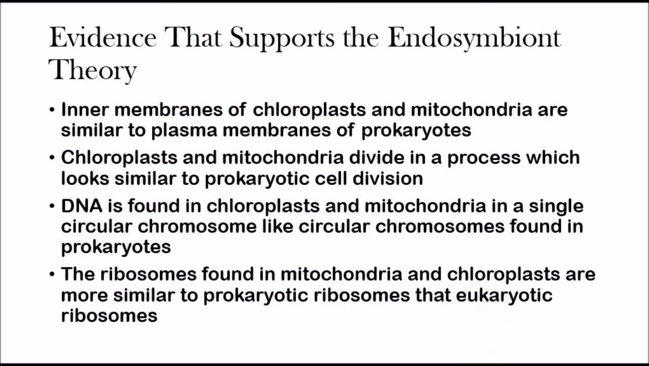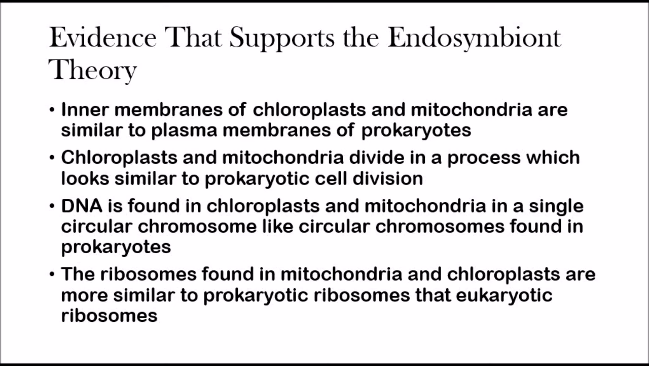Now, the evidence that supports the endosymbiont theory is these 4 bullet points right here. The inner membranes of chloroplasts and mitochondria are very similar to the plasma membranes of prokaryotes. Okay, so that's one big clue. Another big clue is that chloroplasts and mitochondria divide in a process which looks similar to prokaryotic cell division. The third clue is that the DNA found in chloroplasts and mitochondria is similar to the DNA found in prokaryotes. Both of them are a single circular chromosome, so that's also another big piece of evidence.